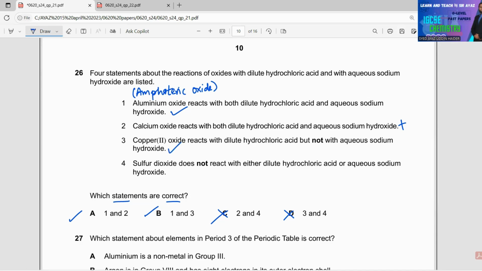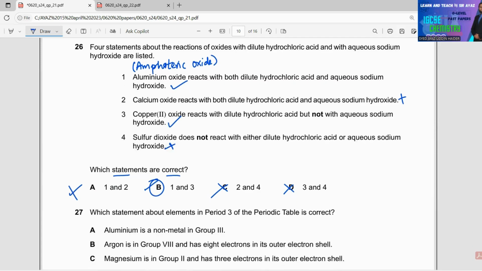What about number 4? Sulfur dioxide does not react with either hydrochloric acid or aqueous sodium hydroxide. This is incorrect because sulfur dioxide does react with sodium hydroxide. Sulfur dioxide is an acidic oxide. So here statements number 1 and 3 are correct. So B is the right answer in this case.